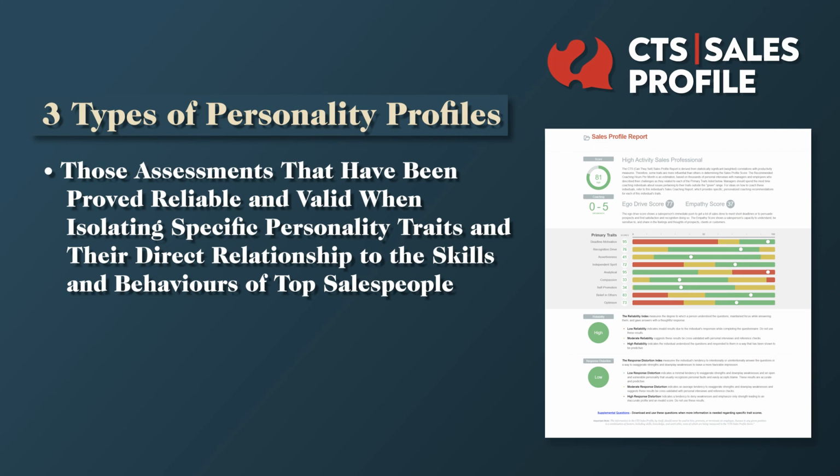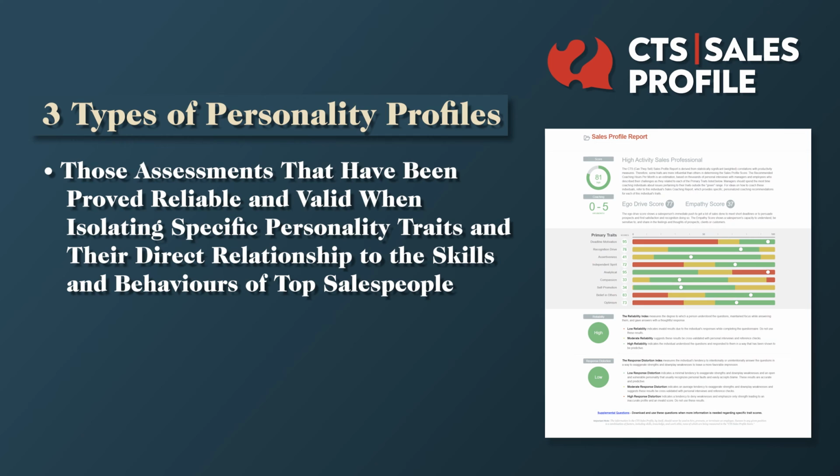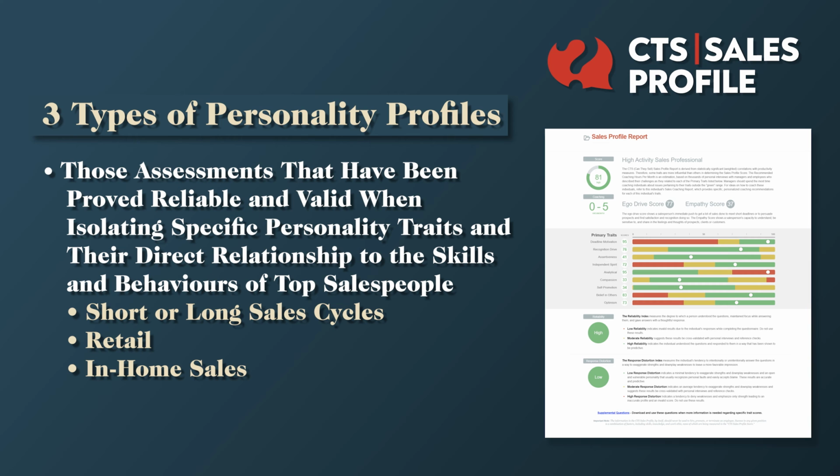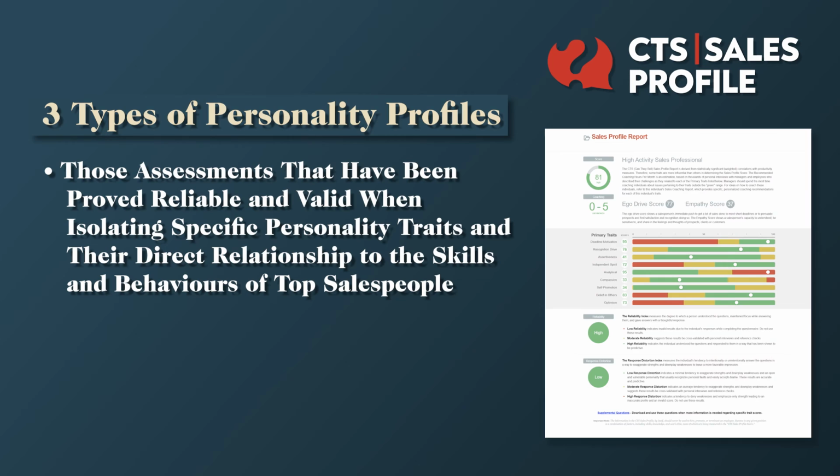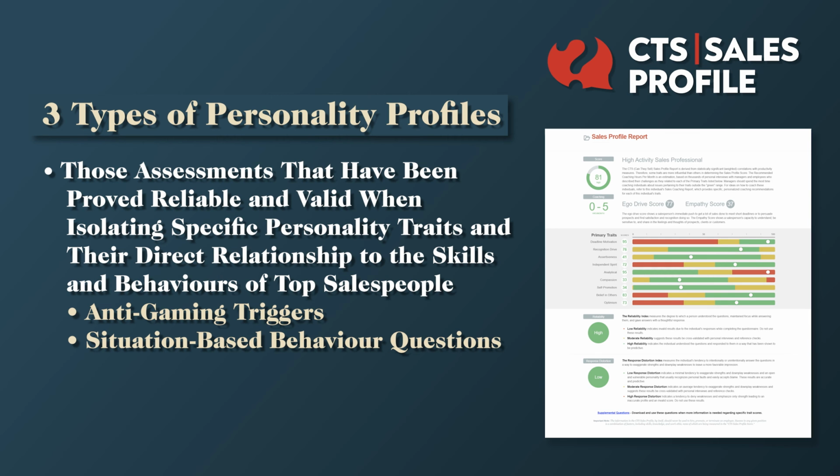And finally, number 3, those assessments that have been proved reliable and valid when isolating specific personality traits and their direct relationship to the skills and behaviors of top salespeople, ones selling at certain levels in a particular type of sales process. For example, ones with short or long sales cycles, retail, in-home sales, or business to business. Taking these level 3 assessments costs more and are not as easy for the candidates to fake. That's because they contain anti-gaming triggers and situation-based behavior questions.